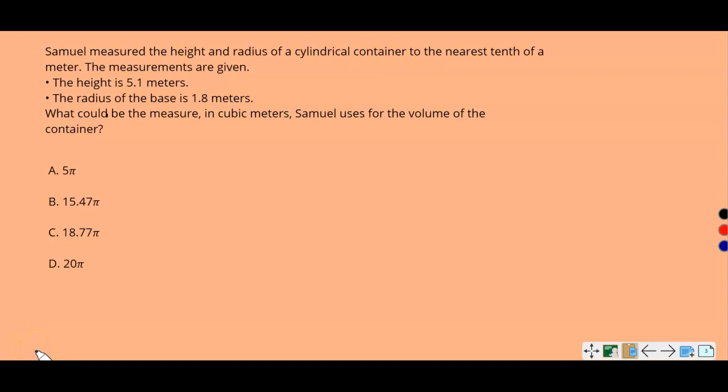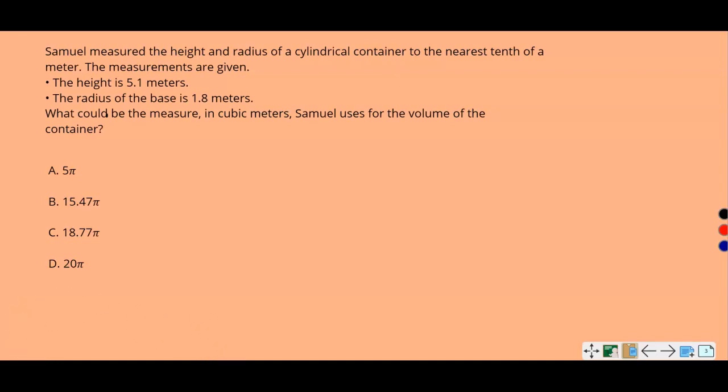Samuel measured the height and radius of a cylinder container to the nearest tenth of a meter. The measurements are given. The height is 5.1 meters. The radius of the base is 1.8 meters. What could be the measure in cubic meters Samuel uses for the volume of the container?